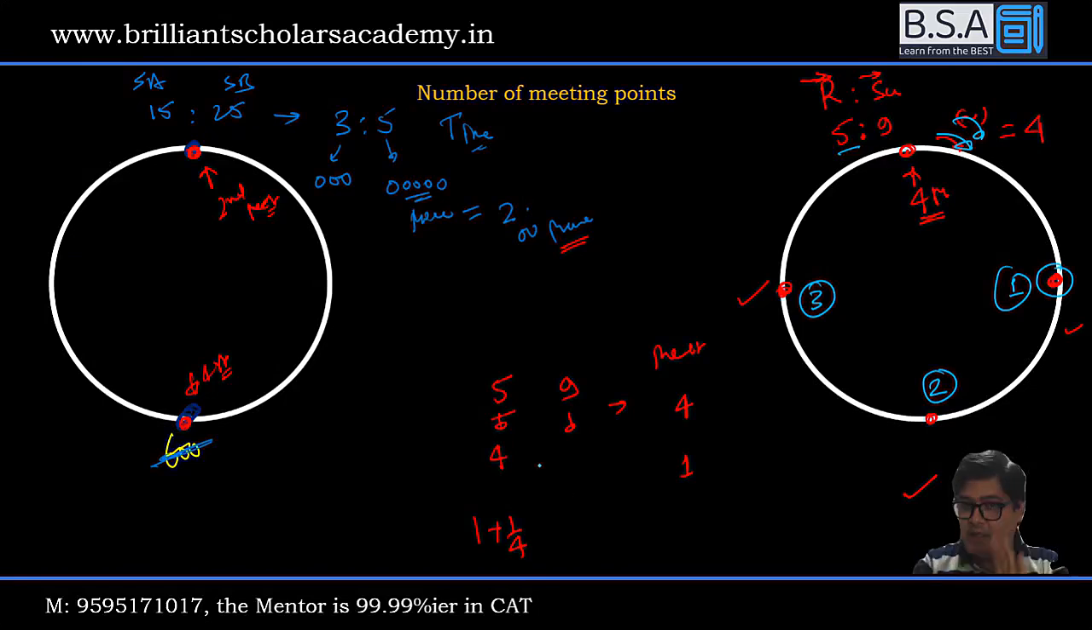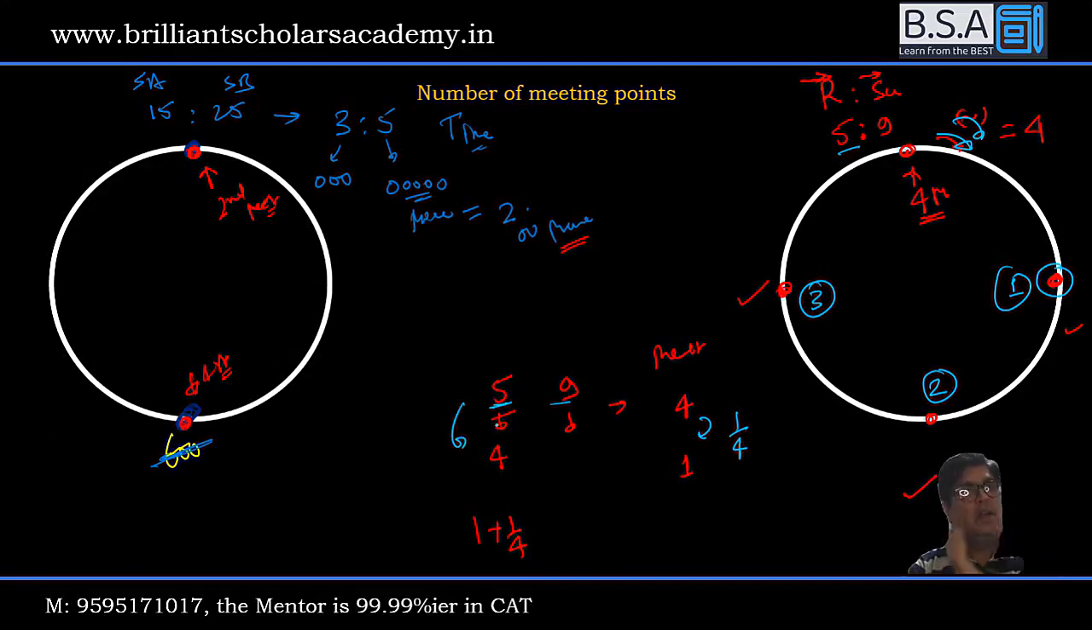See how I found this out. The slower one completes 5 circles. The faster one completes 9 circles. They meet 4 times. I don't want 4 meetings. I want the first meeting, so I'm dividing the meetings by 4. So the journey will be divided by 4.